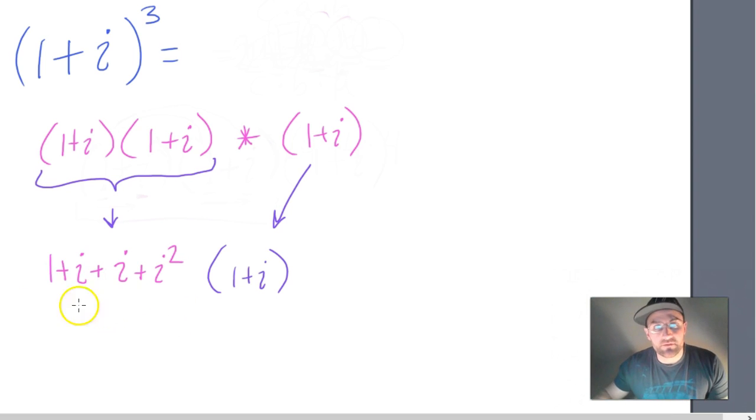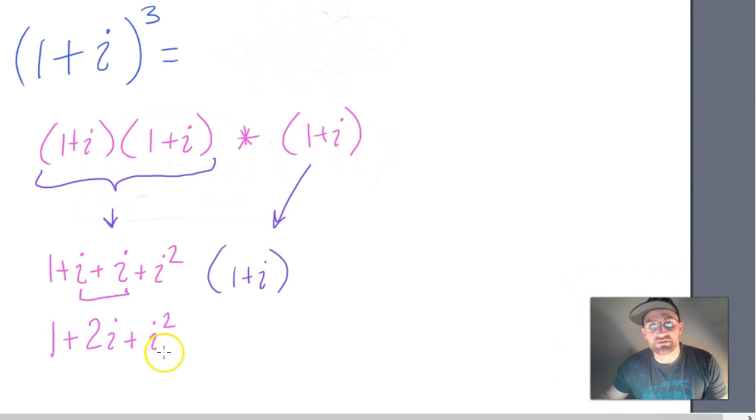Now before we do that, can we combine any like terms in this polynomial right here? We have i plus i, don't we? So i plus i is the same as 2i. And then we bring down this positive i squared, and we can bring down this integer, the 1. So we have 1 plus 2i plus i squared. And we're going to bring this down too, of course. So we have times 1 plus i.